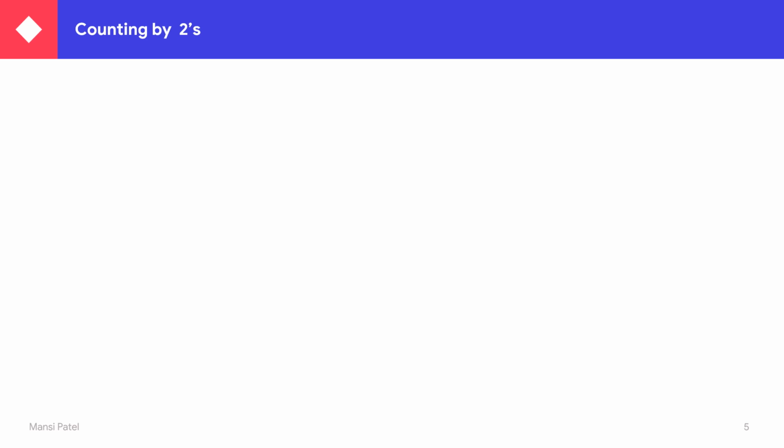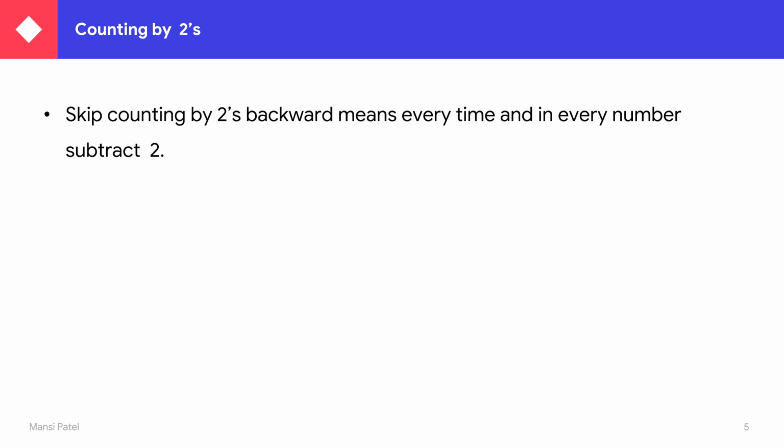Now, what is counting by 2s? Skip counting by 2s backward. Yesterday we studied counting by 2s, but that was for forward. Today this is for backward. Skip counting by 2s backward means every time and in every number subtract 2.